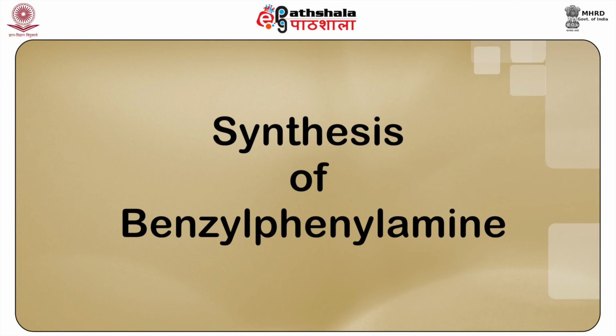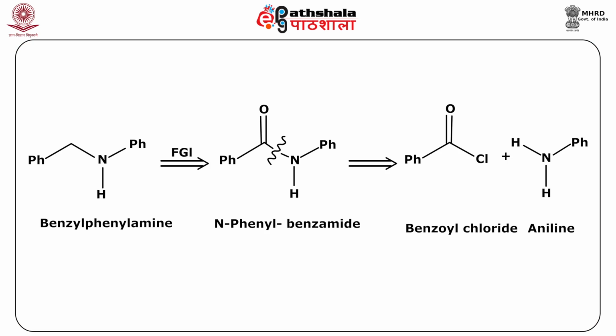Let us look into the synthesis of benzyl phenylamine. The retrosynthetic approach says the benzyl phenylamine can be synthesized by the reduction of N-phenyl benzamide as seen from the given figure. The cleavage of the C=O N bond takes place, leading to the formation of the two precursors, which are the acid chloride and the aniline.